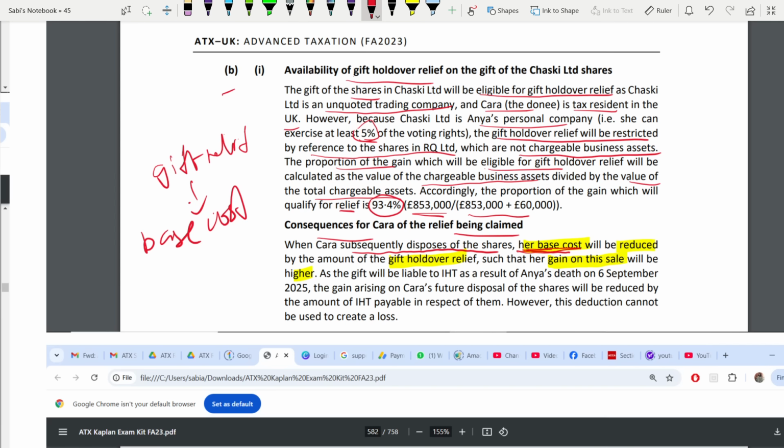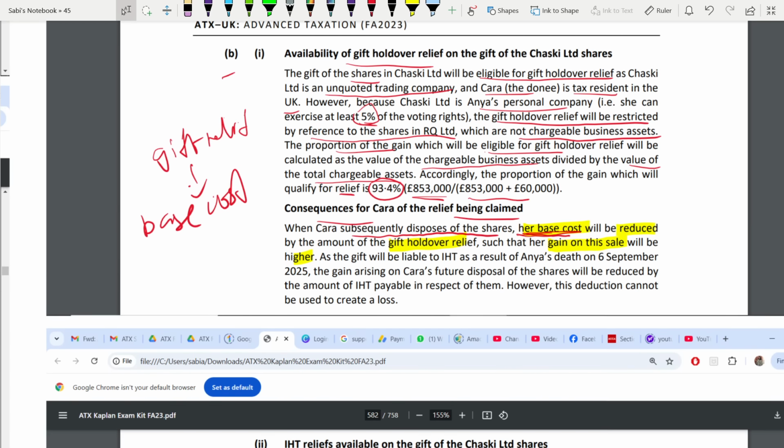But one more thing is here. It's a trick which a lot of students have missed out. That is this one. As the gift will be liable to IHT, that means you have paid IHT regarding this gift on Ananya's death. The gain arising on Kara's future disposal has not yet taken place. If Kara wants to sell these shares later on in future, whatever the gain arising on Kara, that gain will be reduced by the amount of IHT that was paid. Whatever IHT you have paid now, you can deduct that from that gain. This is the catch that many of the candidates have missed out.